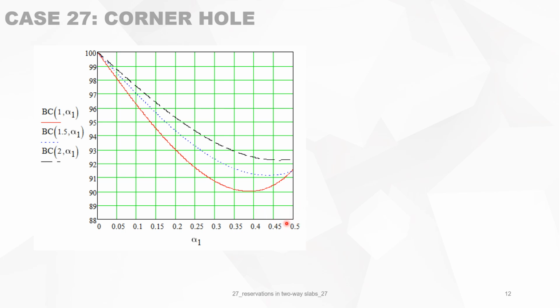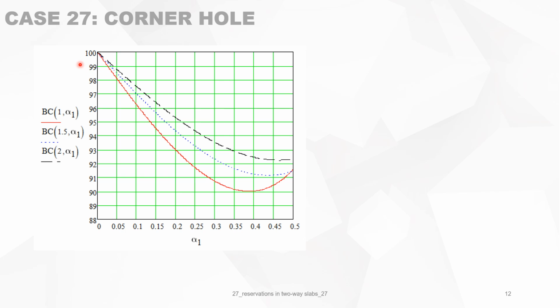This formulation can be put into a graph, alpha 1 on the x-axis, going from 0 to 0.5 times the smallest size of the concrete slab. On the y-axis, the bearing capacity. And we do that for alpha between 1, a square slab, to 2, which is the range of the one-way slab, and for the different possible parameters of alpha 1.